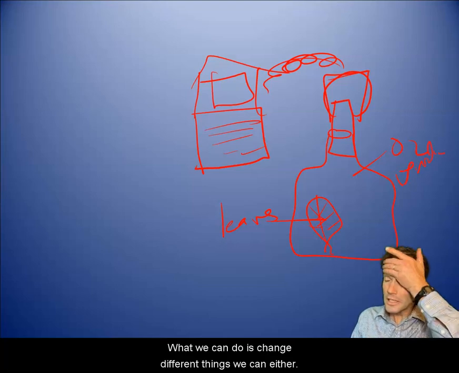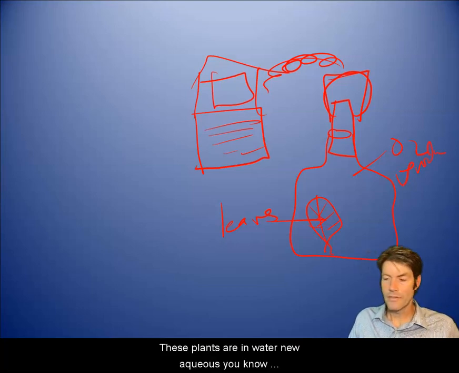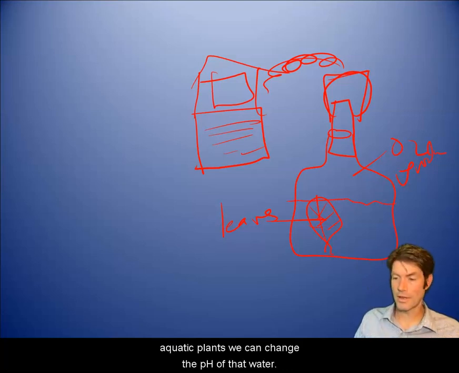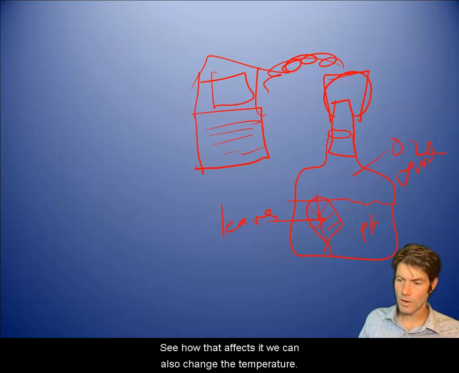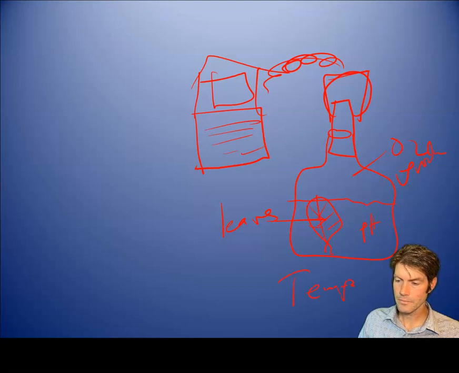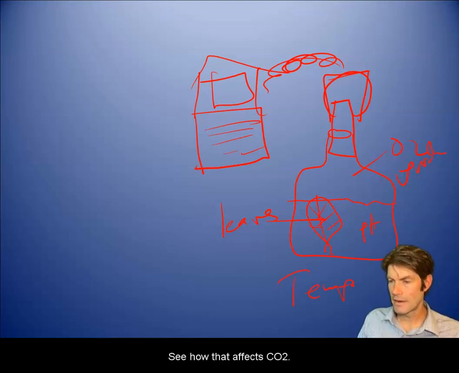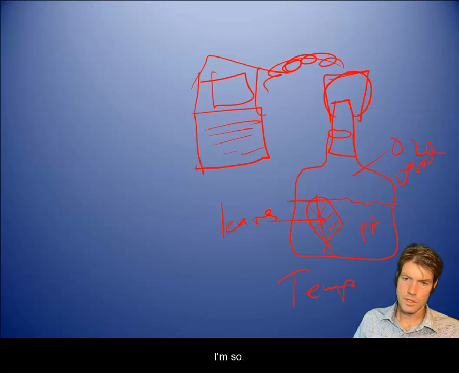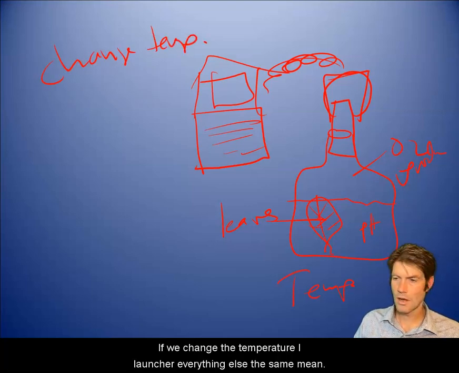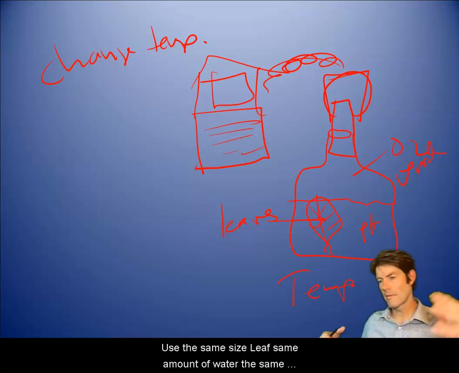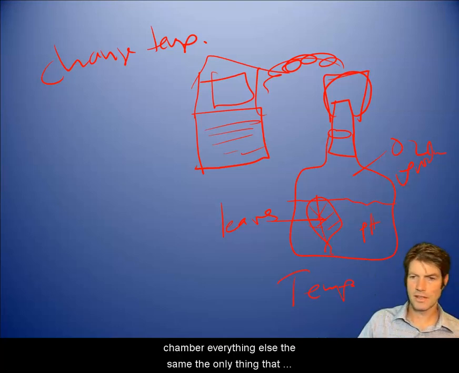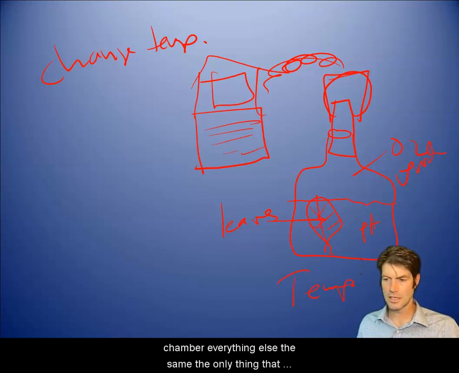And what we can do is change different things. If these plants are in water, aquatic plants, we can change the pH of that water, see how that affects it. We can also change the temperature of that water, see how that affects CO2. So if we change the temperature, we want to make sure everything else is the same, meaning we use the same size leaf, the same amount of water, the same chamber, everything else the same. The only thing that changes is the temperature.